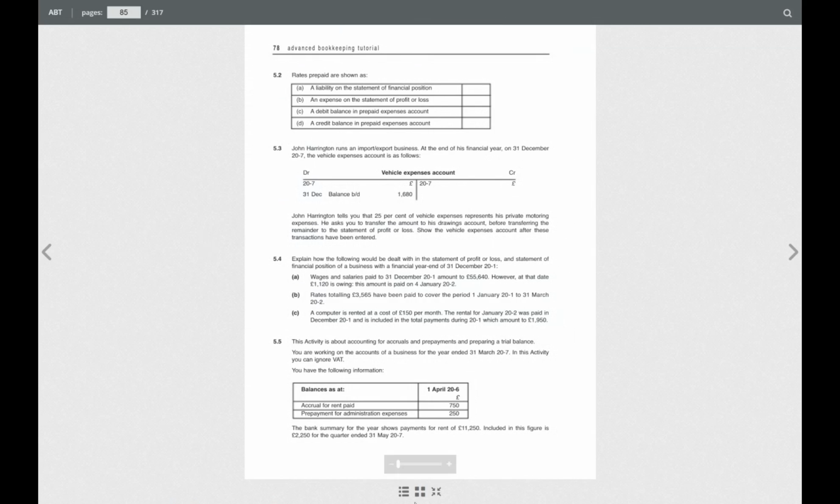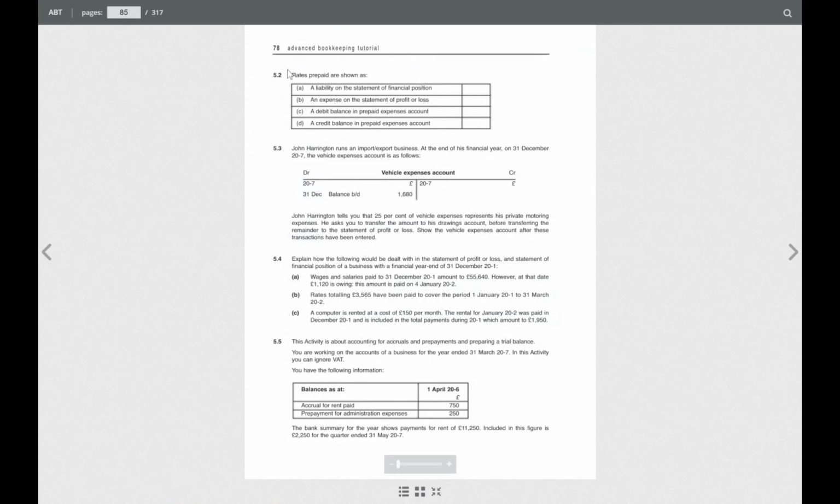The first one is not correct, because it's not a liability. An expense on the statement of profit or loss, no, because it is an asset. C, I'll go for C. A debit balance in prepaid expenses account. And last, a credit balance in prepaid account. I'm thinking it is C.